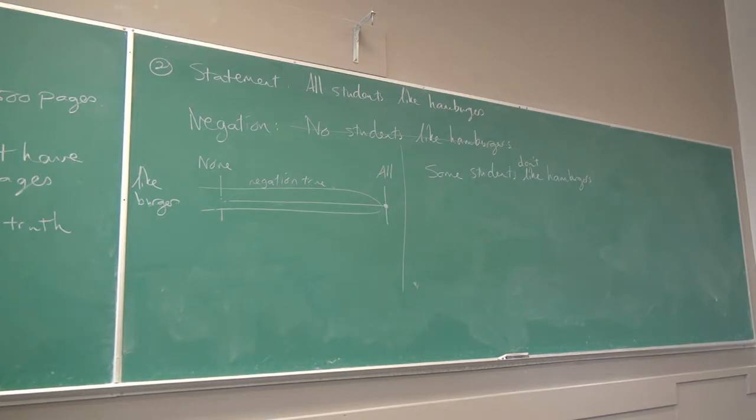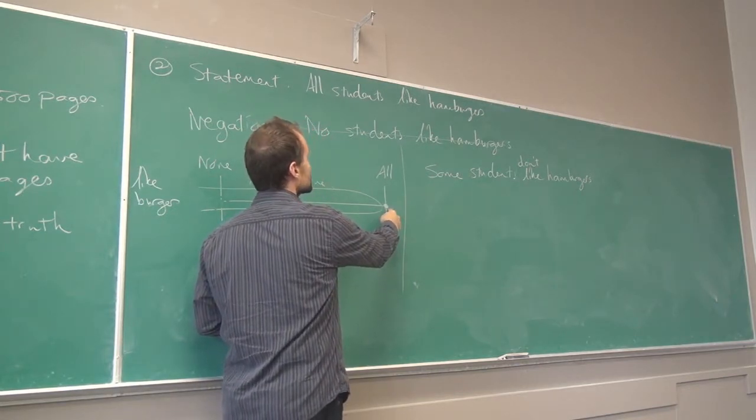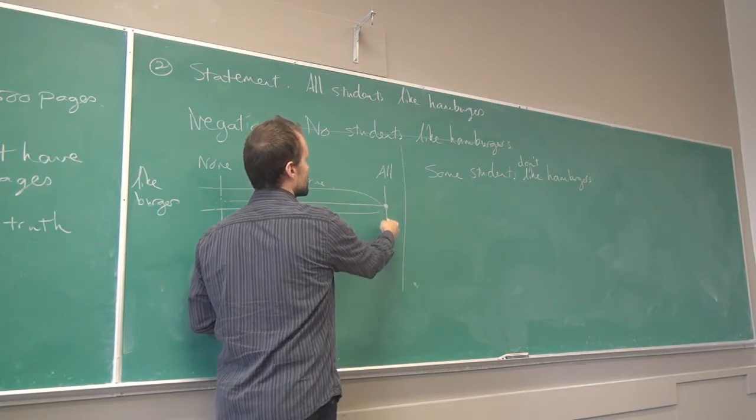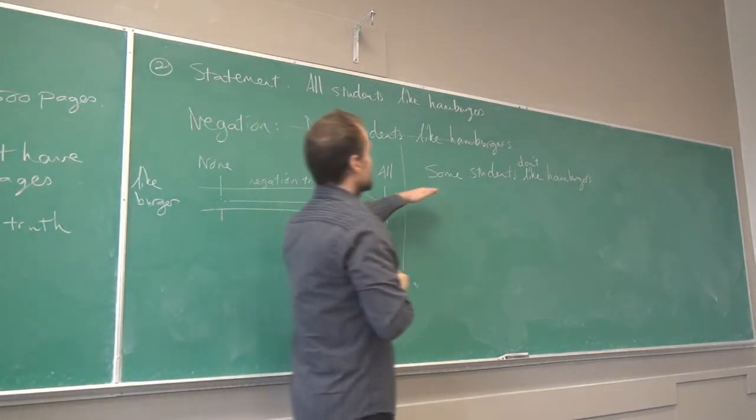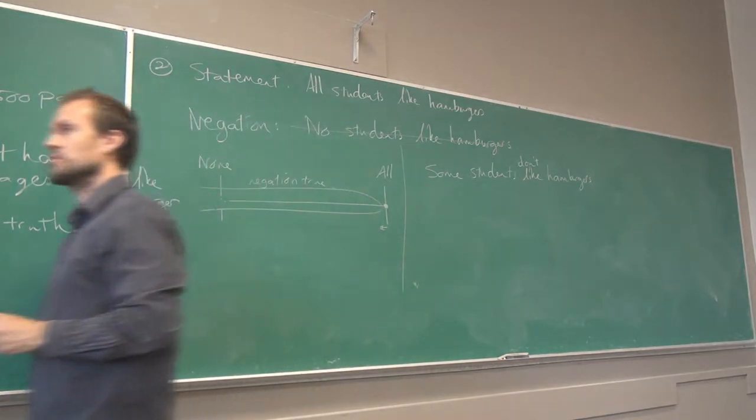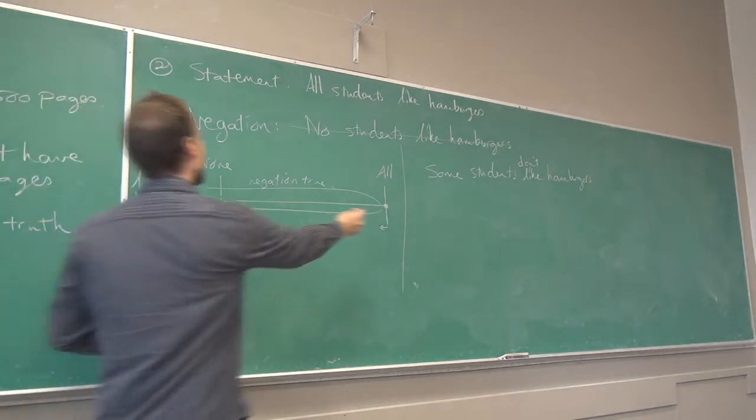I have to simply, with the negation, phrase it in such a way that I have the possibility that there is one or more that don't like it, so that I can step away from this all extreme. As soon as one person doesn't like burgers, then I'm away from this and part of the negation. If I have a sentence like this, some students don't like hamburgers, does it cover the possibility that absolutely no one likes burgers? It should, but I have to look at my attempt and make sure that it does. It has to cover all of this.